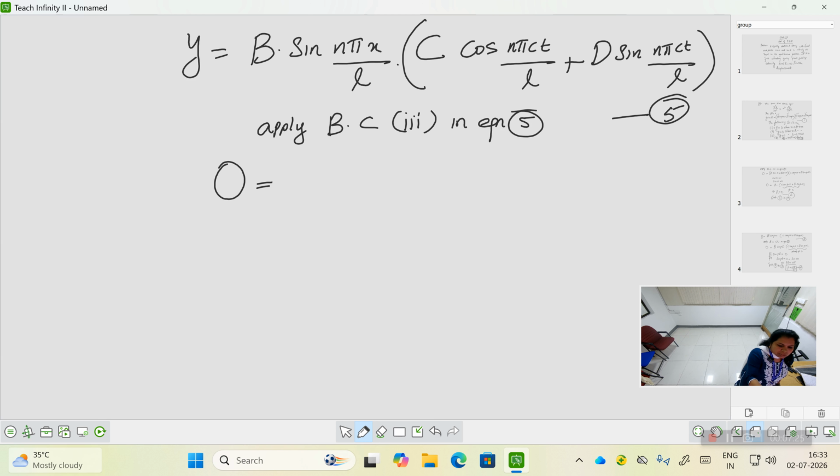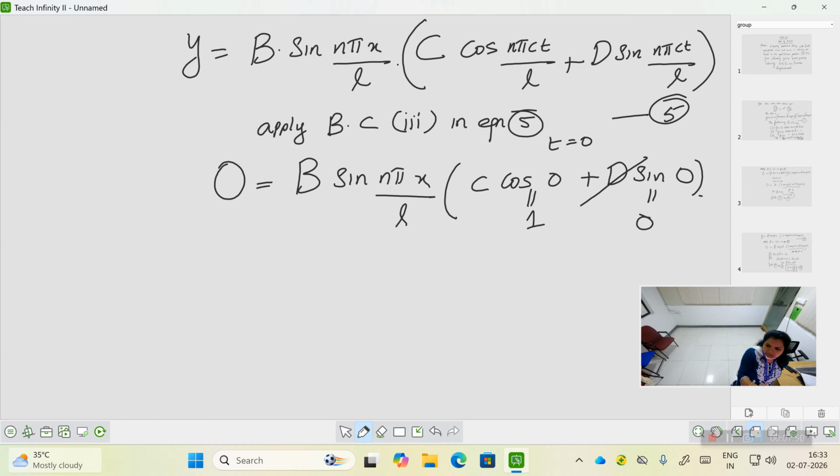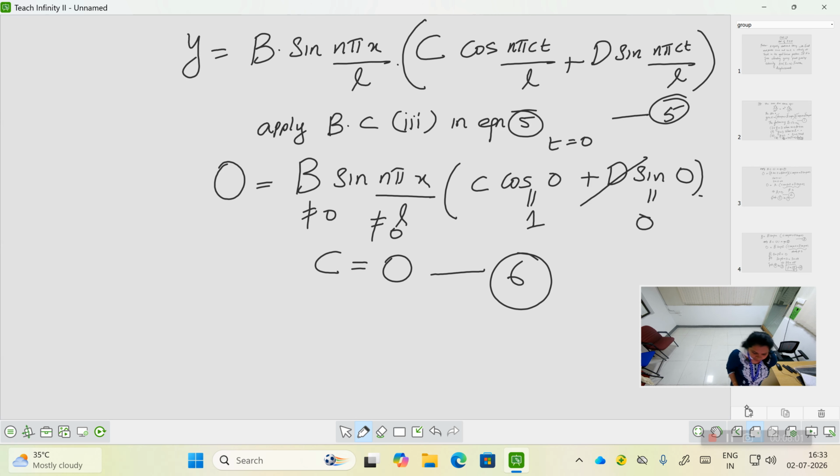0 equal to b sin n pi x by L into c cos 0, because your t is 0 now, plus d sin 0. So what do you get? Cos 0, all of you know that it is 1, and sin 0 is also 0. So this vanishes. Already you know that b is also non-zero. So automatically what is your value from here? c equal to 0. Take it as equation number 6.